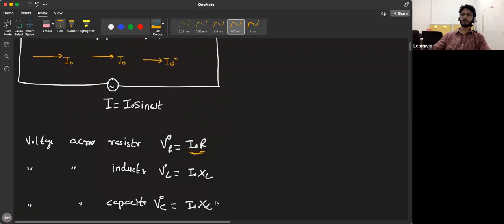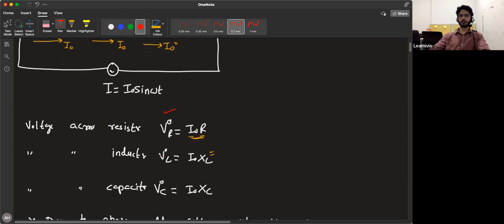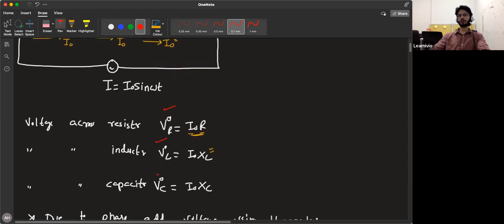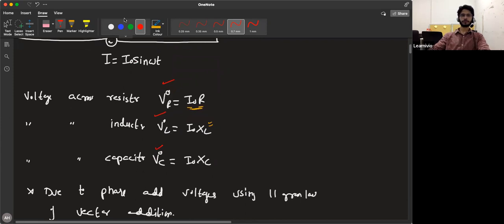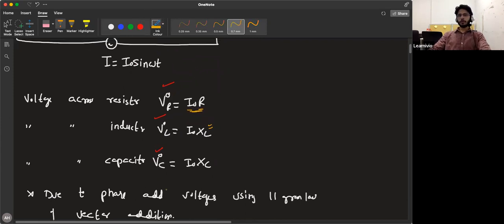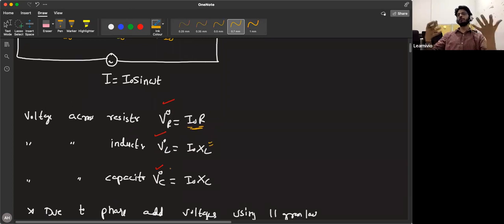If you have an inductor, instead of capacitive reactance, we use inductive reactance. So it's I naught into XL. So these are the voltages: voltage across resistor, voltage across inductor, voltage across capacitor. And the next is, now we have to calculate the total voltage drop. Total voltage drop will be the voltage drop across resistor, inductor, and capacitor. So we have to add up all these three voltages.